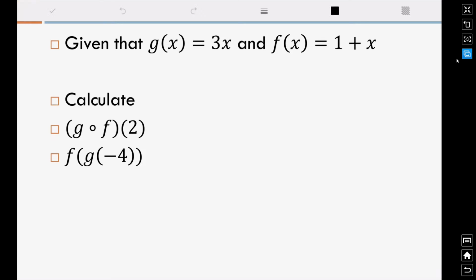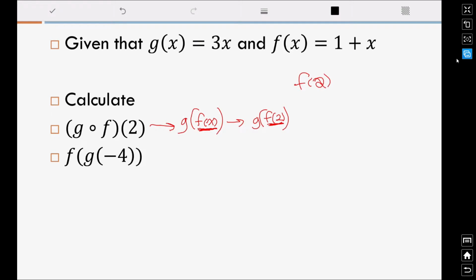So let's start with the first one, g o f of x, or g o f of 2. I usually don't leave it in this form. What I will do instead is rewrite it like this: g, and inside g, I put f of x. What this basically means, again, is that I'm going to calculate f of x first, because that's inside g. And in this case, because we want f of 2, I'm going to calculate f at 2. So what is f of 2?